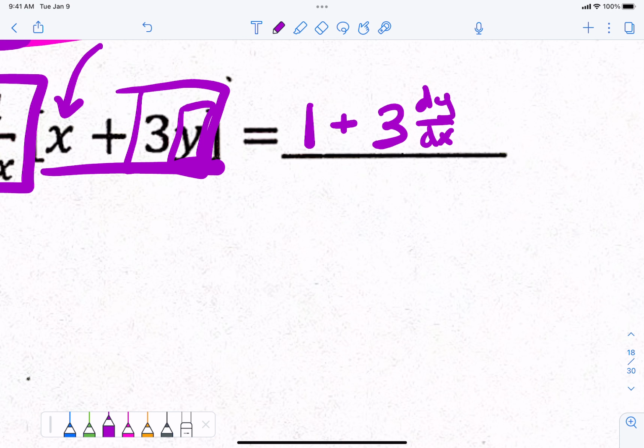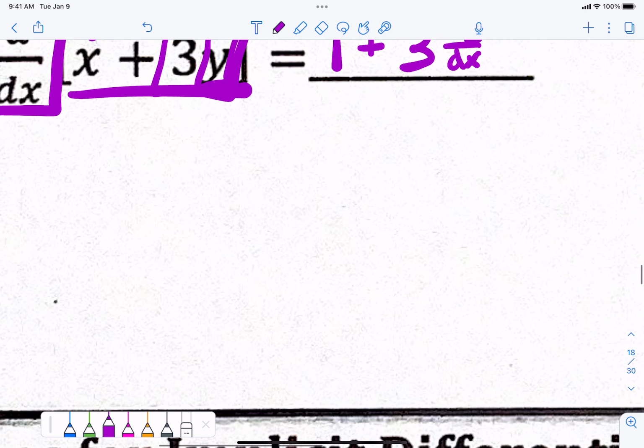So if that was like 3y squared, you'd put 6y, and then you'd have a dy dx on the end of it. Every single time you take the derivative of y, you need to put a dy dx on the end of it. So you are noting that that is the derivative with respect to x, because y is not my primary variable. X is. It's really not that hard.